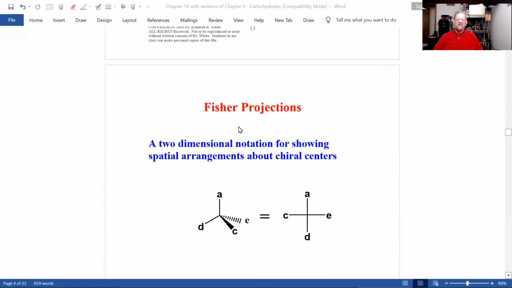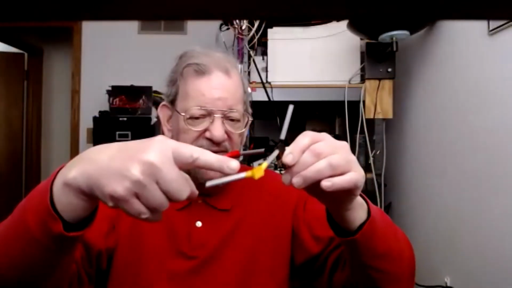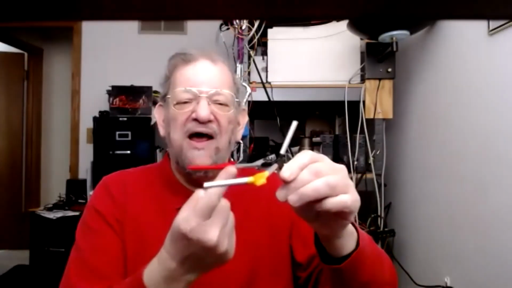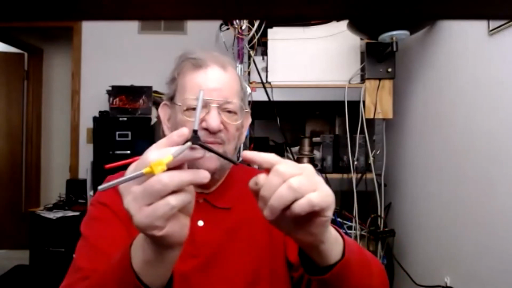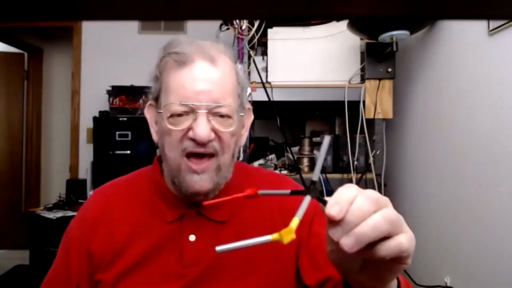All right, I just wanted to show you how you generate a Fischer projection. Now, if you notice on the screen, I have a molecule that's 3 dimensional. Oh, look, I have one here. Red. Oh, is it invisible now? No, not really. Red, yellow, silver, black. How would I show that in 3 dimensions? And let's do this.